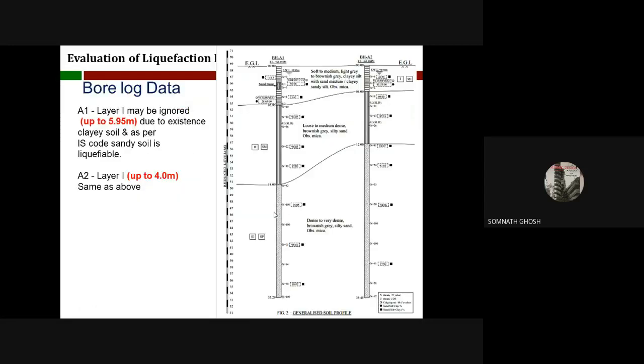Now you see, this is the borehole log data. Somewhere we got it. This is one borehole log, A1, and this is another borehole log, A2. Right? The borehole A1 and the borehole A2.